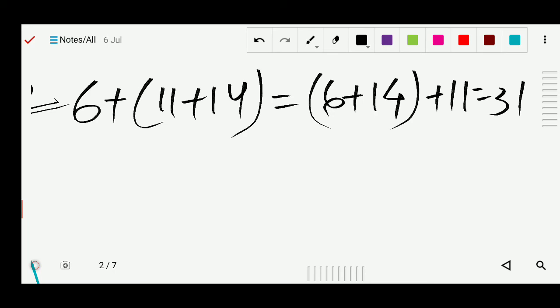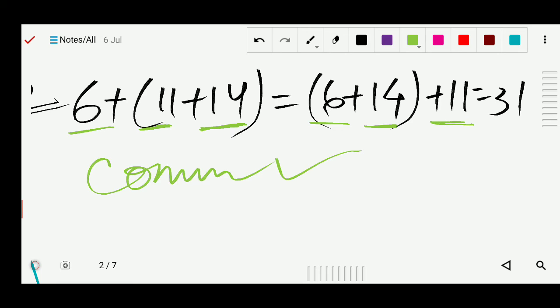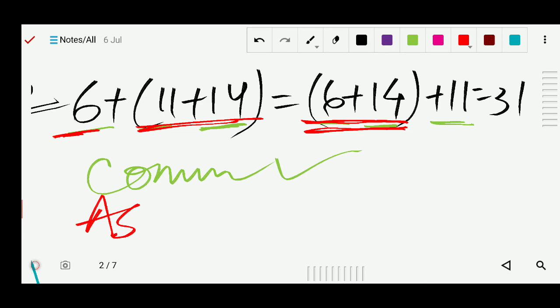So which properties are here? First of all we will check. We can see there is swapping of the numbers, ordering of the numbers. Yes, 6 is here, 6 is here, 14 is here, 11 is here. So we just changed the order of the numbers. So it means there is the commutative property. Yes. In the second, we can see there is grouping. Here is 6 and here is the grouping of 11 and 14. Here is the grouping of 6 and 14. It means associative property is also there.